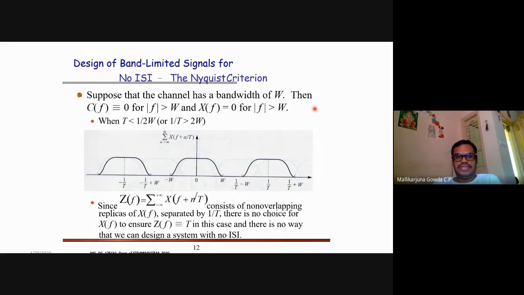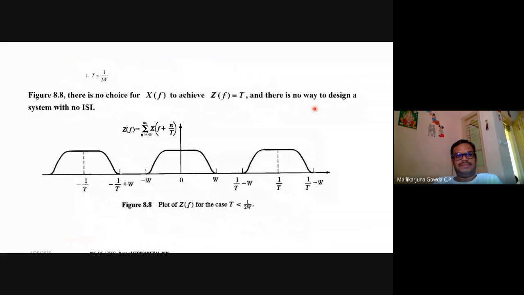The next case is the same thing I repeated here. When T is less than 1/2W, there is no choice for X(f) to achieve this Z(f) equal to T, and there is no way to design the system with no intersymbol interference.